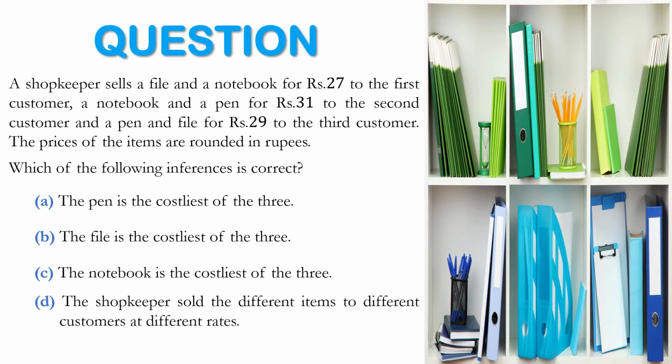Options: A. The pen is the costliest of the three. B. The file is the costliest of the three. C. The notebook is the costliest of the three. D. The shopkeeper sold the different items to different customers at different rates.